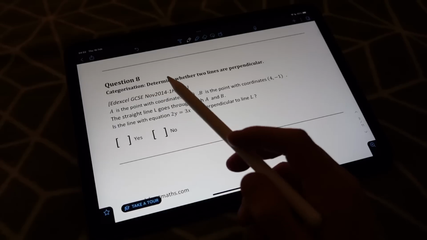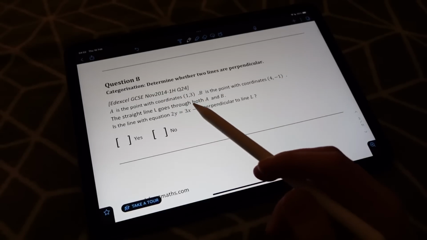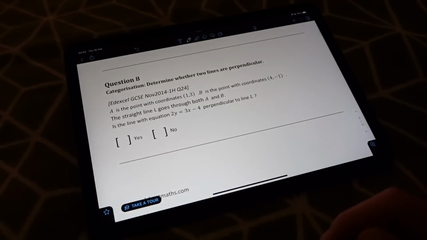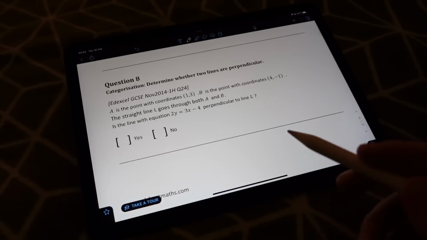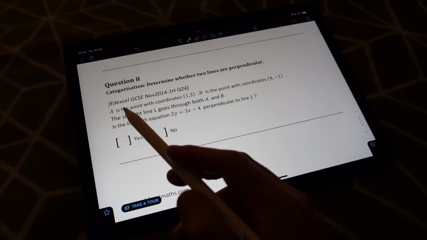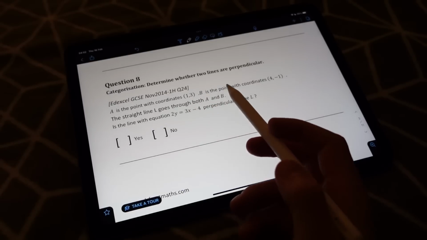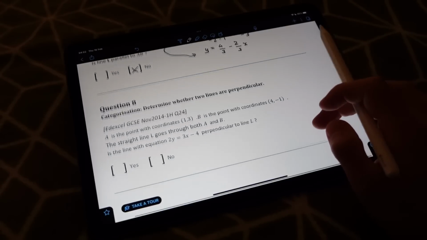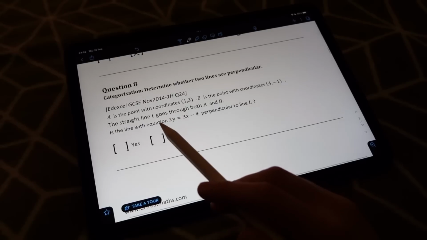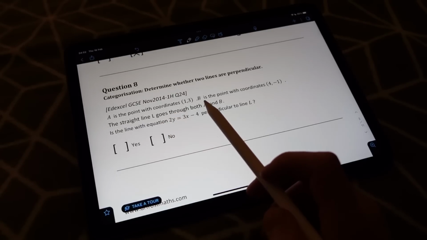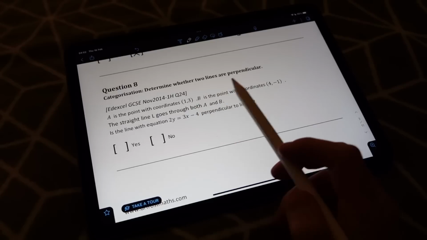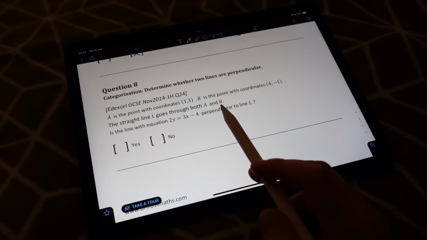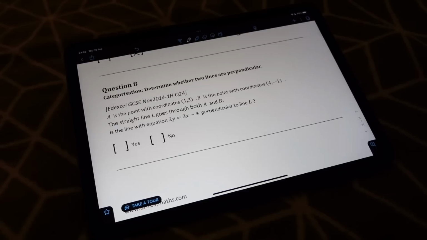Question 8. Determine whether two lines are perpendicular. Perpendicular, I like that word. So, A is the point with coordinates 1, 3. B is the coordinate 4, negative 1. Is that just the same? Oh, no, it's not. I thought it was. The straight line L goes through A and B, so it's formed by these coordinates. Is the line with the equation 2y = 3x - 4 perpendicular to the line L?